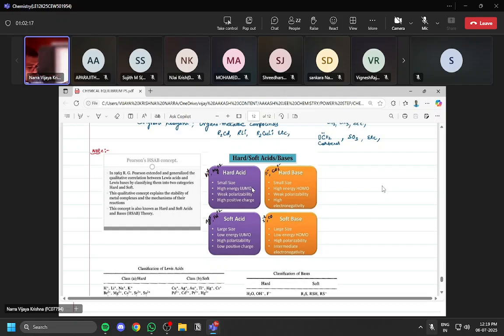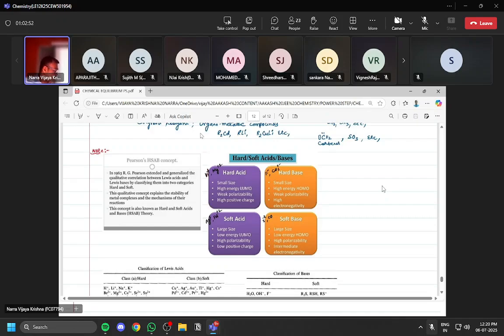Now, so that was the introduction. In 1963, R.G. Pearson extended and generalized the qualitative correlation between Lewis acids and Lewis bases by classifying them into two categories, hard and soft. This qualitative concept explains the stability of metal complexes and the mechanism of their reactions. This concept is also known as hard and soft acids and bases theory.